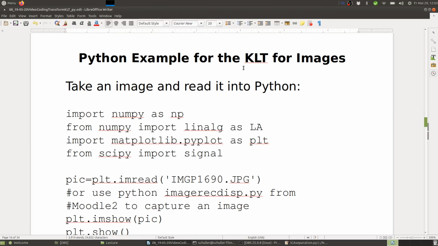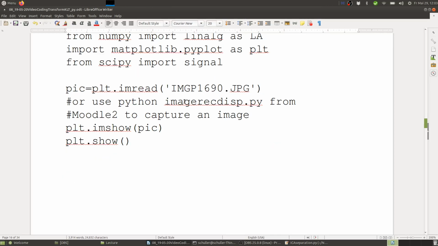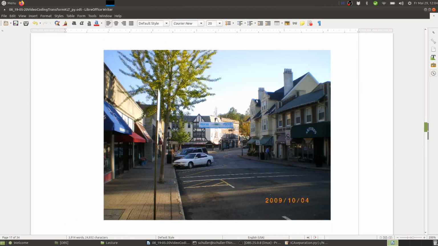This is an example for the KLT for images. We can take an image and read it into Python, as in this code here. Again, I'm using linalg as LA because that's where the eig function is. I'm using plot, SciPy signal, and I'm using a picture that I took a few years ago in New Jersey, read it in, and then I show it first. This is the resulting image here that you can see, the original color image. You can see it's from 2009, and this is Maplewood, New Jersey, downtown.